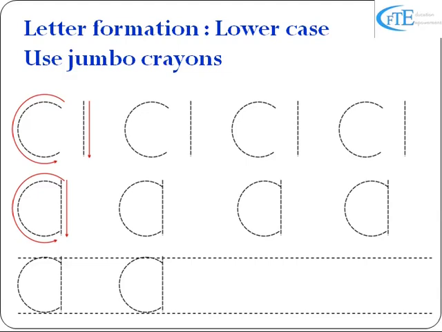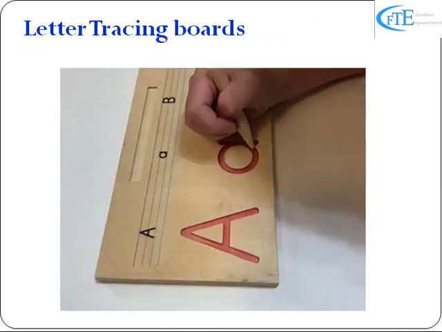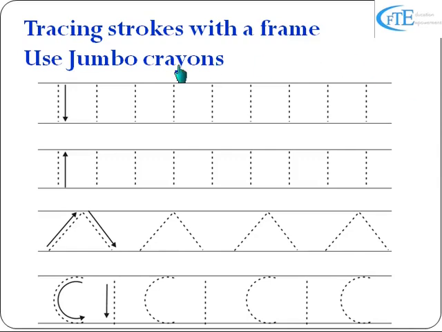Then we go to the lowercase, beginning first without a frame, getting the child only to trace the shapes that make up the letter and then going to the letter. So let's go back to the tracing. Notice how all these shapes, all these strokes are associated with the letters that we initially want to teach the child, A uppercase and A lowercase. So stick to strokes that are needed for the formation of particular letters.